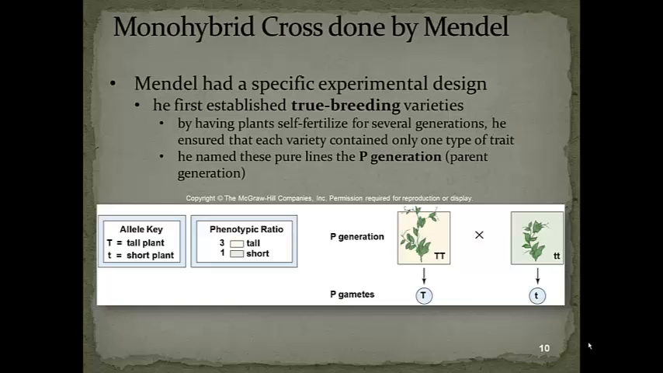So he lets his P generation cross. And he does actually reciprocal crosses, where he puts tall pollen on a short plant and he puts short pollen on a tall plant to determine if the parental contribution is determined by who's the dad versus who's the mom. It actually makes no difference in these pea plants.